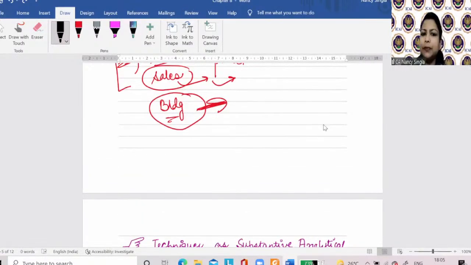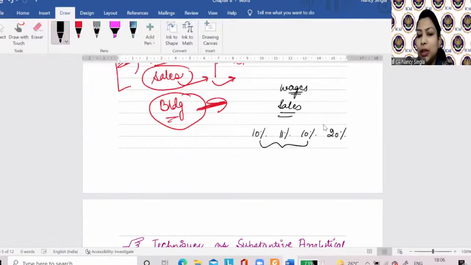Let's say, see if the wages expense as a percentage of sales from the last few years, the trend has been that the wages amount as a percentage of sale is near around 10%, 11%, 10%. This is the data of the last few years. Okay? However, this year it has been 20%. So this is something unusual now.